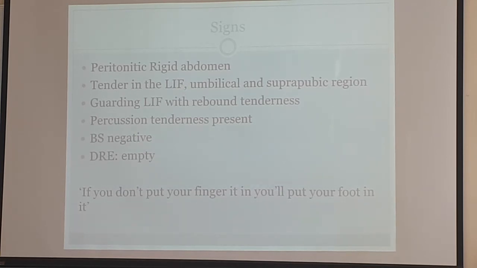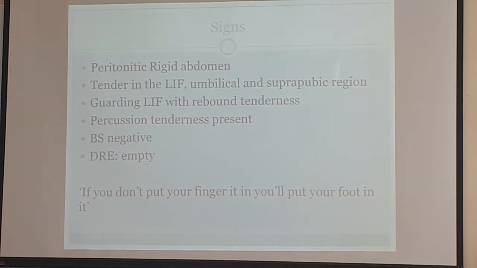And what's rebound tenderness? Is that when you press down, so when you remove the finger, it's more painful? Removing the finger, yeah. It's more painful on rebound. Okay. Do you know why that is? Is it to do with sort of irritation of the layers when it comes into contact with the parietal layer? Yeah, so it's bouncing back, and that movement is extremely painful because it's irritated and inflamed. Okay.